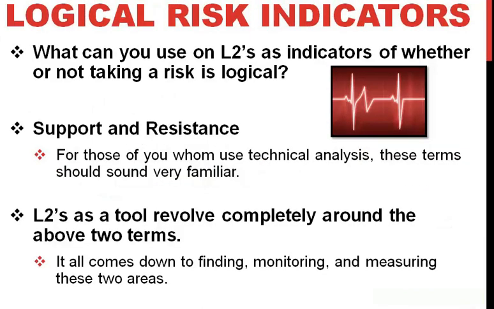So I've been talking about how level 2s are great at monitoring and helping to take logical risk. So what are these indicators of whether or not to take risk? Well, support and resistance, as you've already heard the term. For you chartists out there, the people that use charts, these terms are familiar, but they apply to level 2s too, and that's pretty much what everything revolves around. It all comes down to finding, monitoring, and then measuring these two areas, support and resistance. That's what it comes down to, just like charts. In level 2, you want to find areas where there is support and resistance. If you've never heard these terms before, don't worry, we're going to cover those in the next few slides, but that's the nucleus of level 2s: support and resistance.